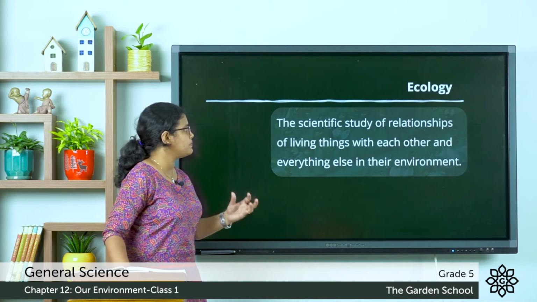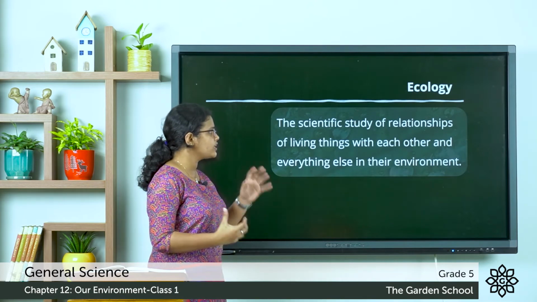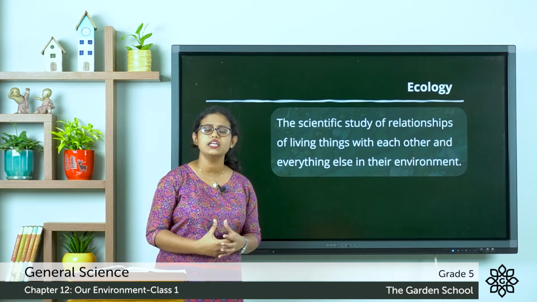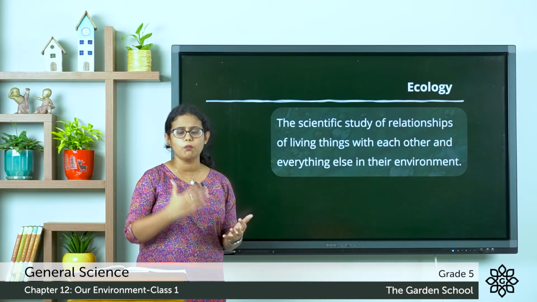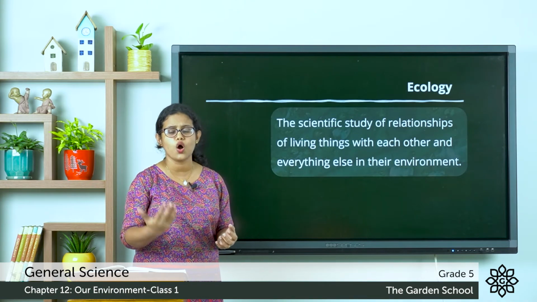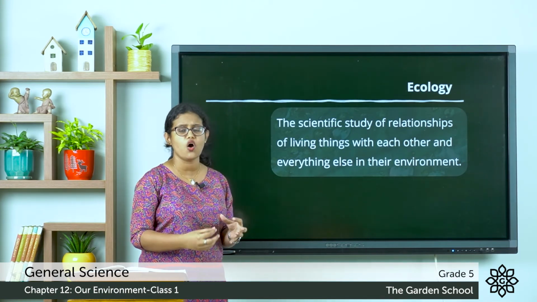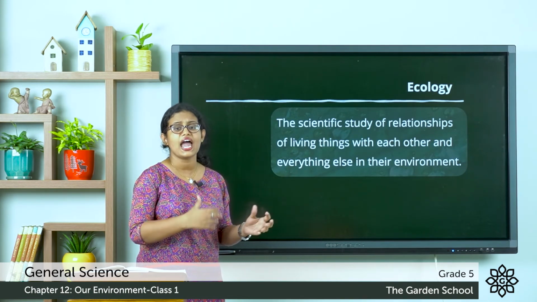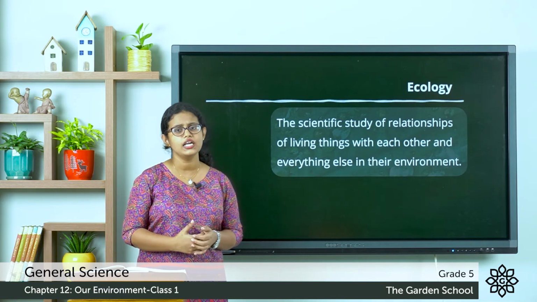So ecology means it is the study of relationships of living things with each other and everything else in the environment. We know that the environment includes both living as well as non-living components. And ecology means the study of relationships of living things with each other and everything in the environment. So that is called ecology.